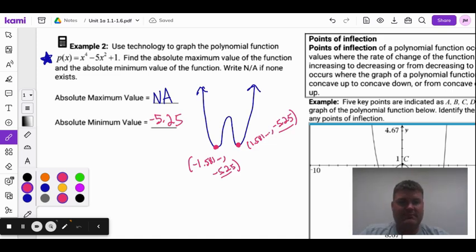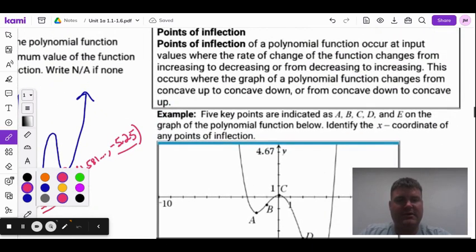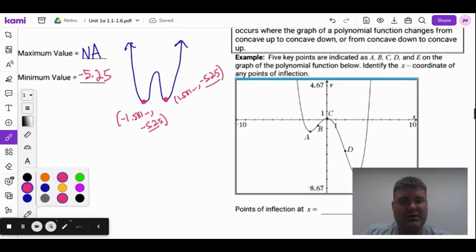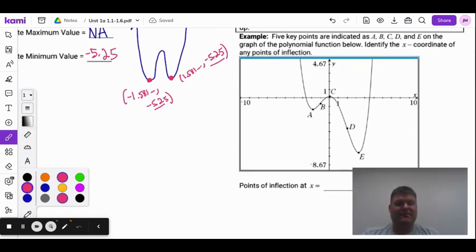Okie dokie. Let's move on to points of inflection, which looks like our last part right here. Point of inflection, super simple, just when concavity changes. We go from concave up to concave down, point of inflection. Concave down to concave up, point of inflection. So what we're going to do here is just identify where our points of inflection are. So they just give us some dots. Now in pre-calculus, we don't have the capabilities of finding exactly where that happens. That's a calculus topic, but we can do pretty good estimating of seeing where we change.